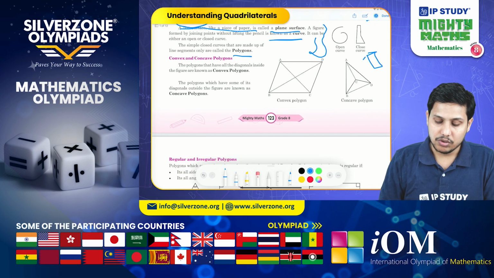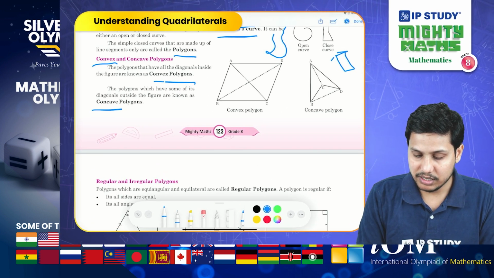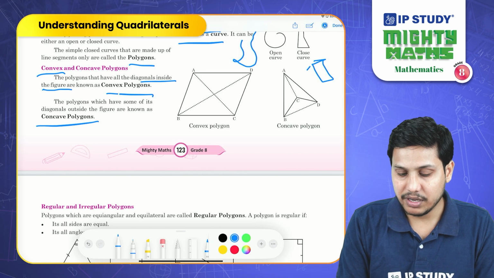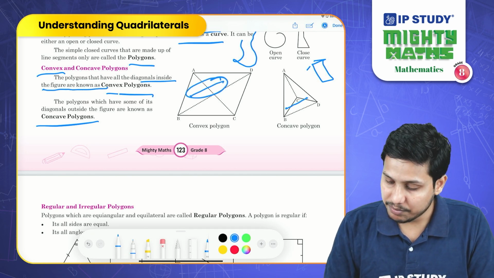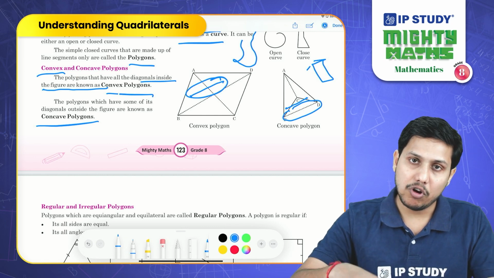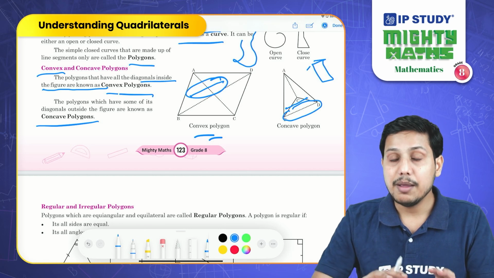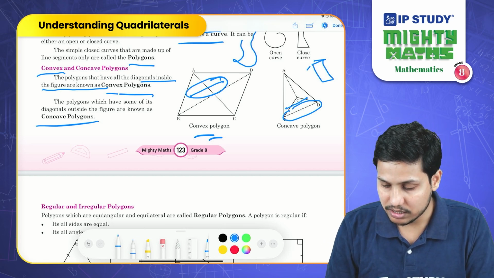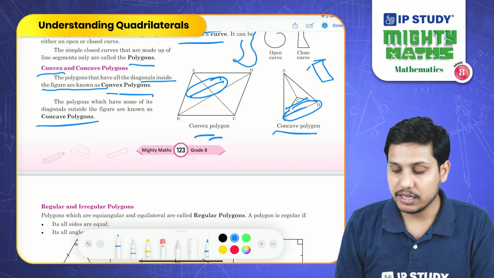There are two types of polygon. One is convex polygon and one is concave polygon. The polygon that has all diagonals inside the figure is known as a convex polygon. So here we basically say if all the diagonals lie inside the polygon itself, then it is a convex polygon. But if one diagonal or more than one diagonal lies outside the polygon, then the polygon is considered a concave polygon.